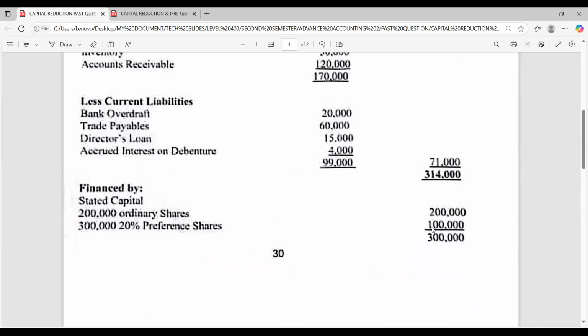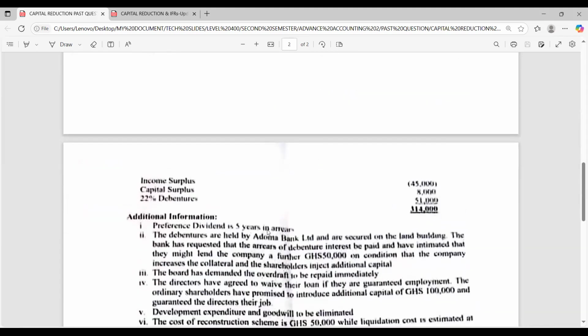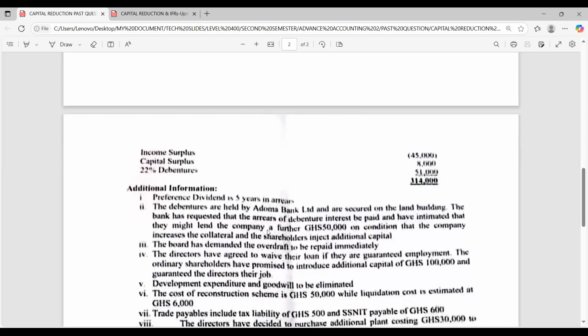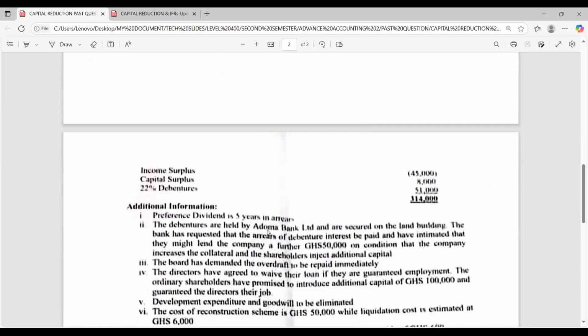Okay. Now, the 20,000 is in arrears for 5 years. Meaning that at the end of the 5 years, how much are you supposed to pay for the dividend on preference shares? 100,000. Good. So don't go and ask me why we have 100,000 and I'm writing 100,000 again.